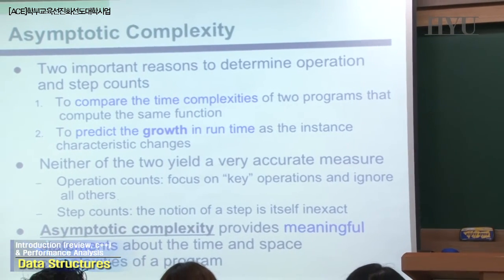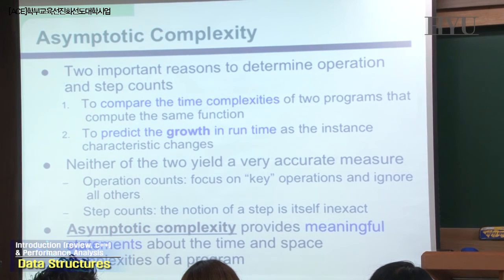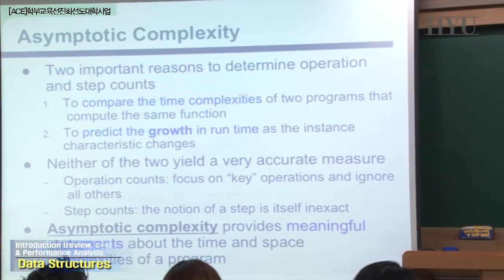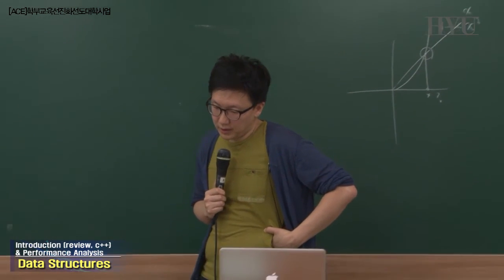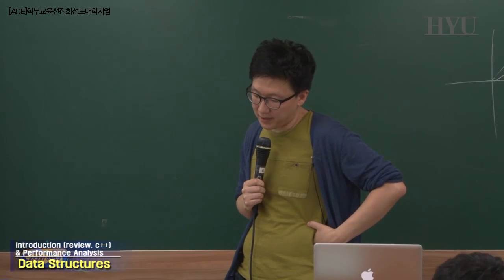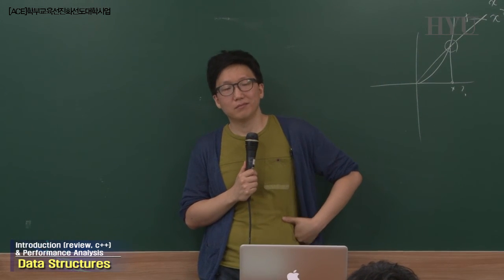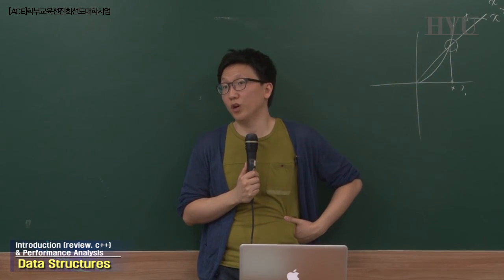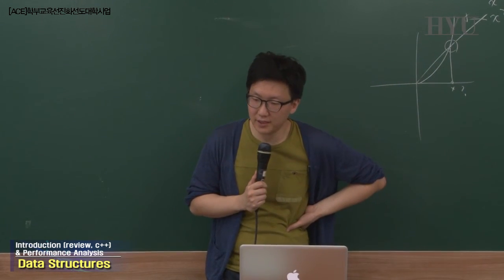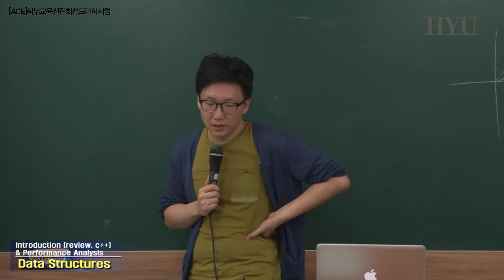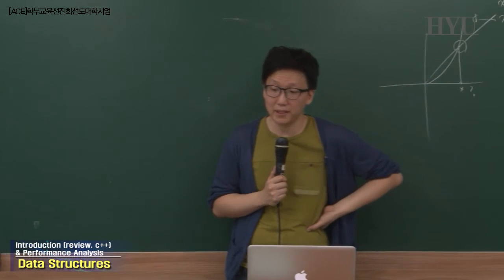Neither of these two yields a very accurate measure. Operation count focuses on key operations and ignores all the others. I only care about multiplication, that's the key operation. I don't care about the other declarations and stuff. Step counts: the notion of a step itself is inexact. Sometimes you can count a simple declaration as 0 or 1. It really depends on your view, so it's not 100% correct. So asymptotic complexity provides a meaningful statement about the time and space complexity of a program.